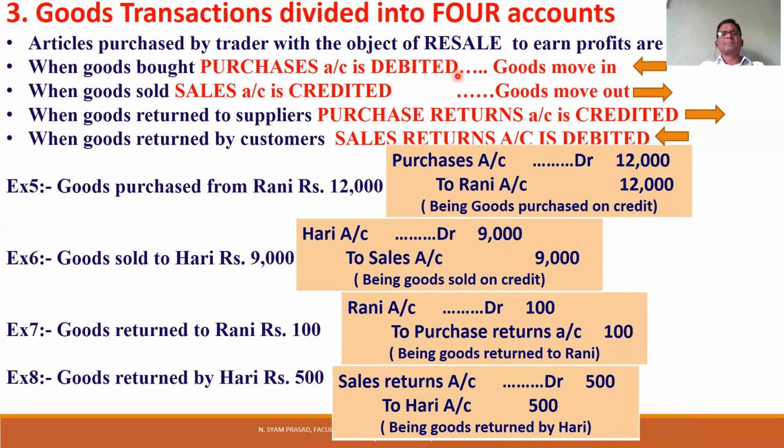Purchase account signifies goods purchased. Sales account signifies goods sold. When goods are purchased, purchase account is debited. When goods are sold, sales account is credited. When goods are returned to Rani, that is purchase returns, purchase returns account is credited. When goods are returned by Hari, sales returns account is debited. So purchase account is always debit, sales account always credit, purchase returns account always credit, sales returns account always debit.